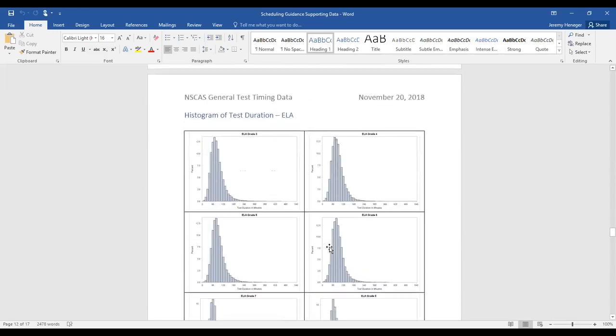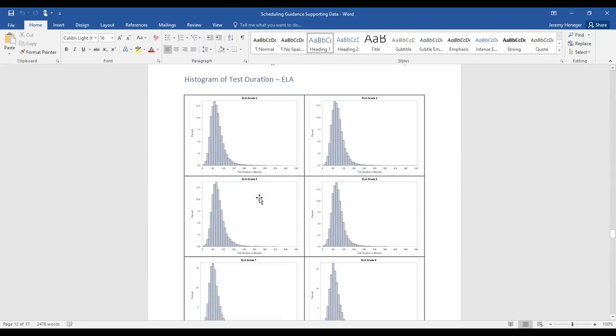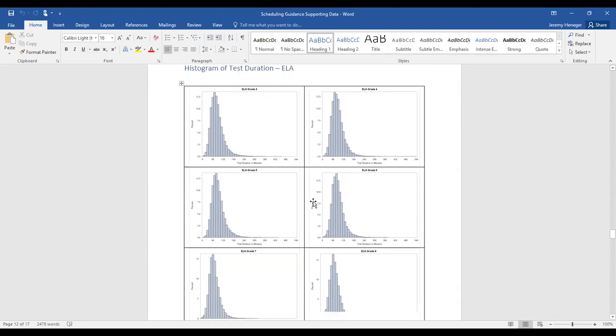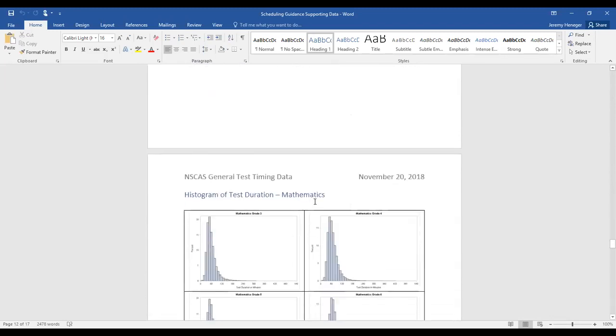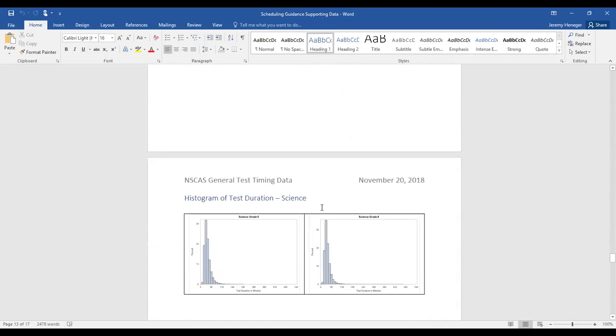Here is a series of histograms for ELA, math, and science that shows you how students did based on time. You can see the number of minutes and where the majority of students were typically done. That should give you some good information there. Same for math and for science.